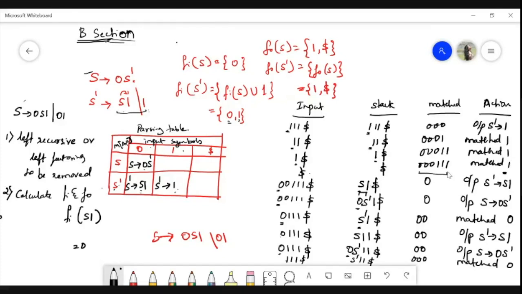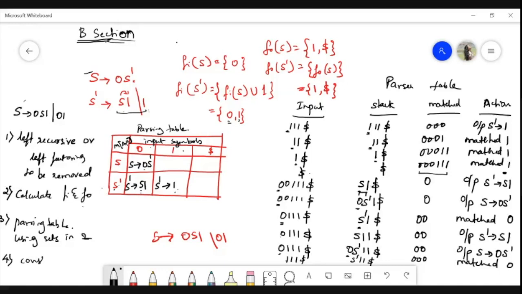Okay, then the third one is the parsing table. So how do you construct the parsing table? Using the first set, using the sets in step number 2, whatever you have generated. You have to consider those first sets. If you get epsilon, then you have to use the follow set. Then the fourth one is the parser table. Construct the parser table. Okay, these are the general steps.